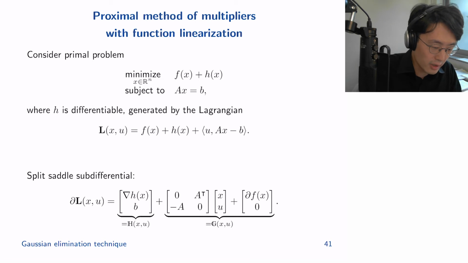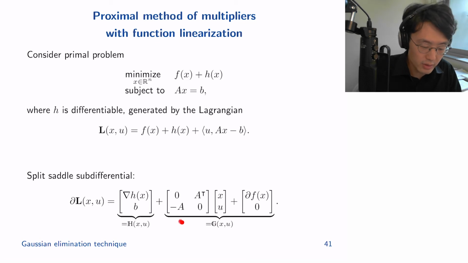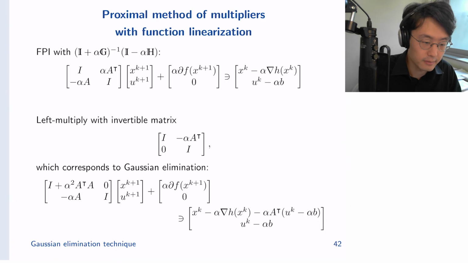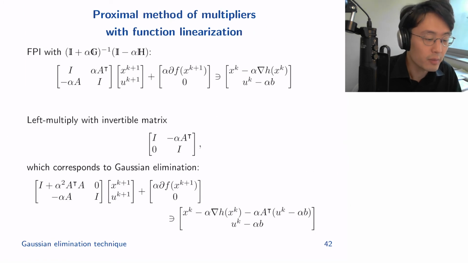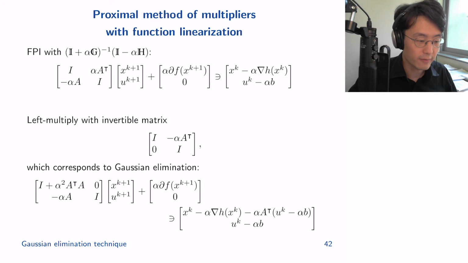The saddle subdifferential of the Lagrangian L has this form. So it has the subdifferential operator of f, the gradient operator of the differentiable function h, and this skew-symmetric linear system. We'll split the saddle subdifferential into this operator, which we'll refer to as the g operator, and then this operator, which we'll refer to as the h operator. Then we'll perform the fixed point iteration with regular forward-backward splitting. We will not be using the variable metric forward-backward splitting, just the regular forward-backward splitting.